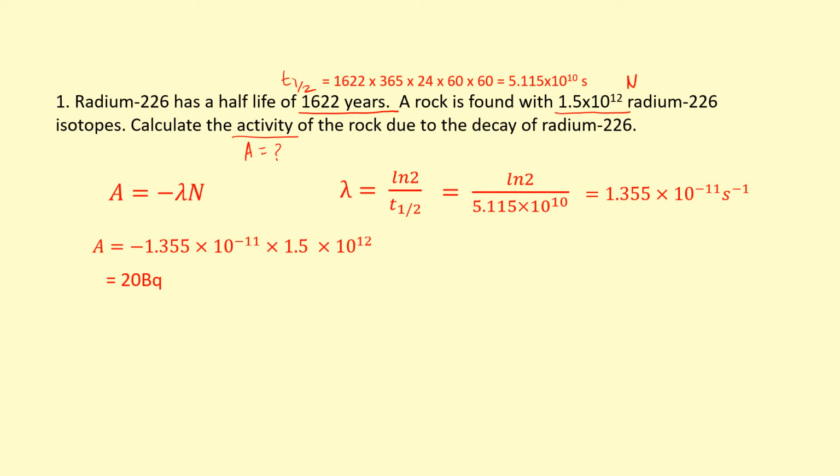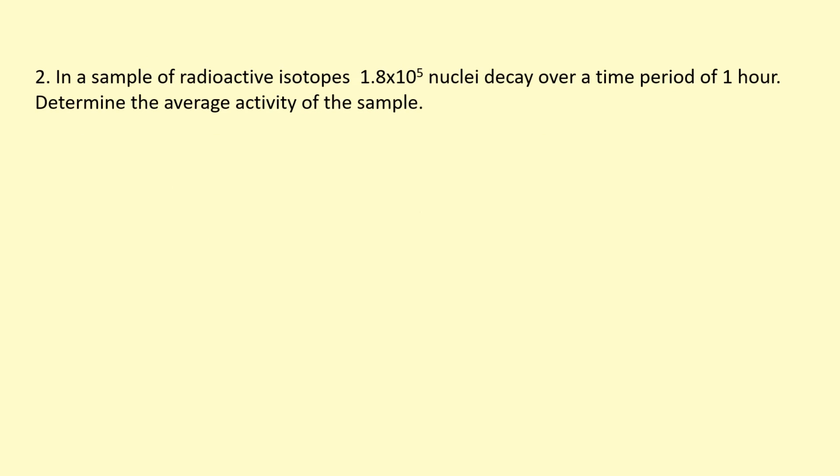I'm ignoring the negative because the negative just shows that the number of isotopes is decreasing with time, and that's fine. We know that it's decreasing. Okay, in a sample of radioactive isotopes, 1.8 times 10^5 nuclei decay over a time period of 1 hour. Determine the average activity of the sample.